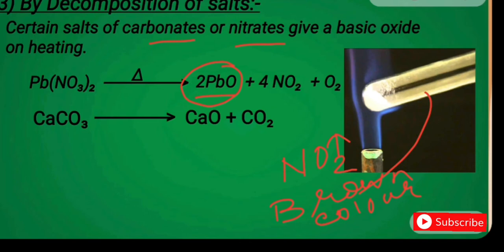Now, if you heat calcium carbonate, on heating it produces calcium oxide and carbon dioxide. So, calcium oxide is basic in nature.